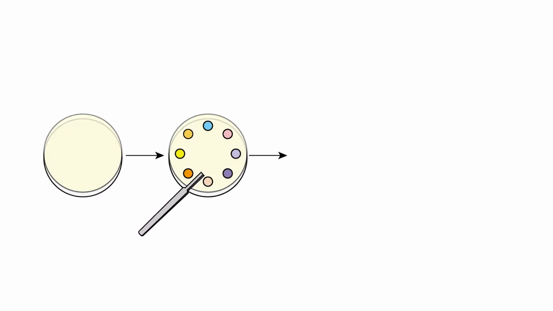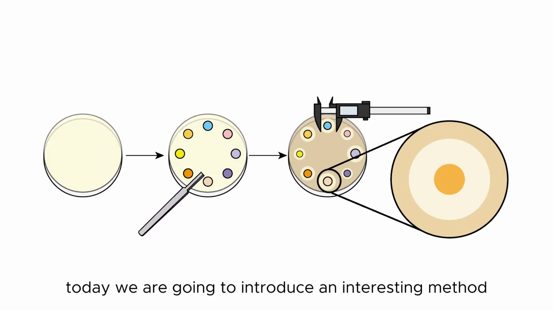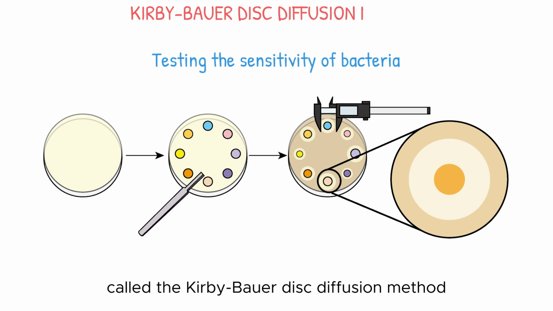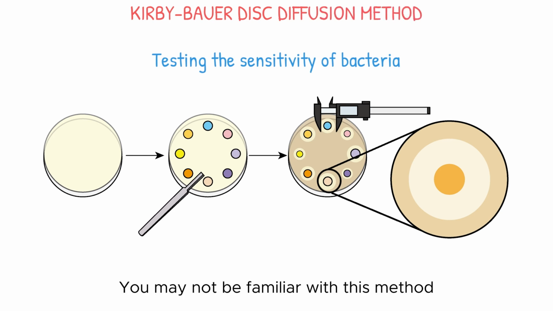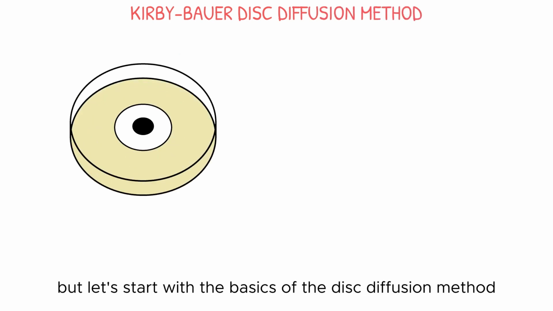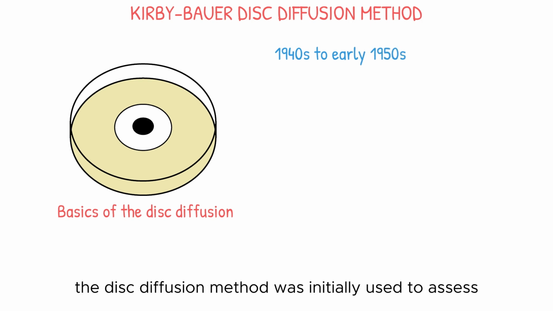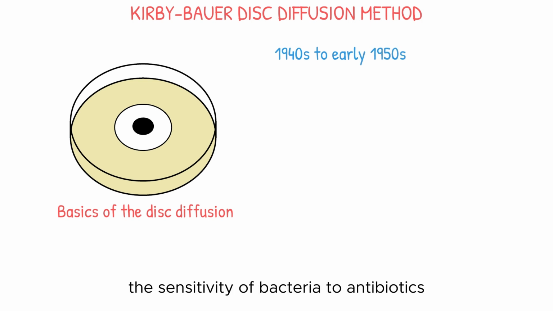Hello everyone. Today we're going to introduce an interesting method for testing the sensitivity of bacteria to antibiotics, called the Kirby-Bauer disk diffusion method. You may not be familiar with this method, but let's start with the basics of the disk diffusion method. Originally developed in the late 1940s to early 1950s, the disk diffusion method was initially used to assess the sensitivity of bacteria to antibiotics.